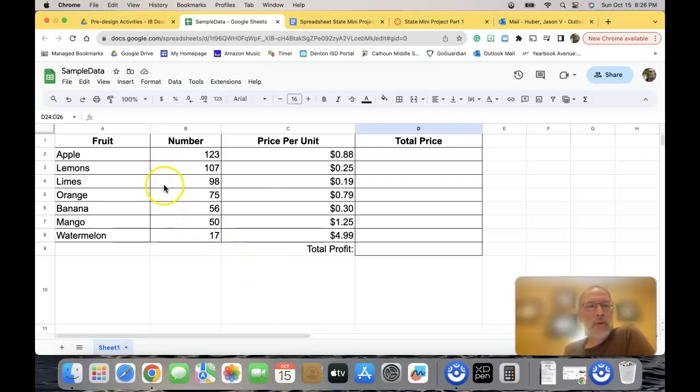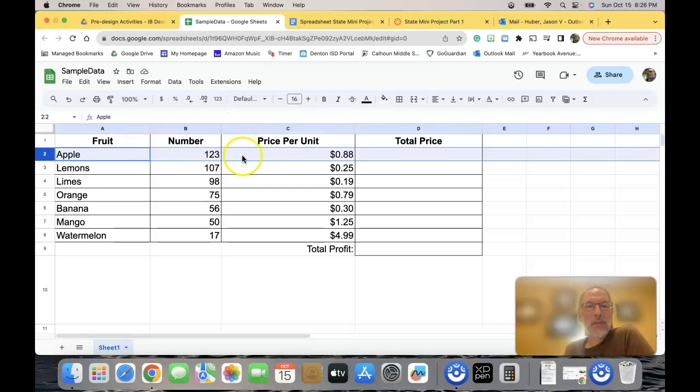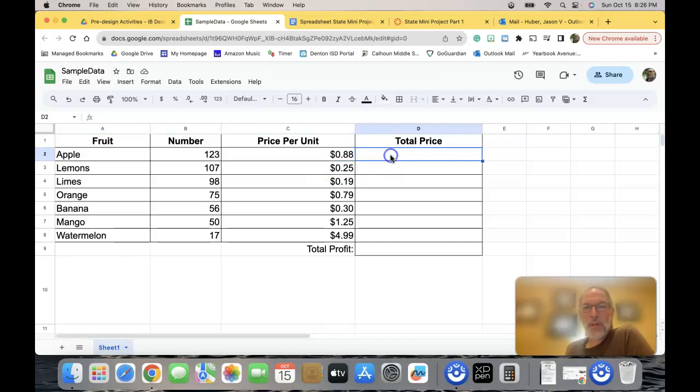Okay, so we talked about organizing and sorting information in the last one. We saw how you could use spreadsheets for that. Now let's have it create information for us. So here I have this empty column, column D, called total price. And I want to figure out, if I have this many apples, 123, and each apple is 88 cents, what if I sold all of them? How much could I make from that? Well, let's do a formula to figure that out.